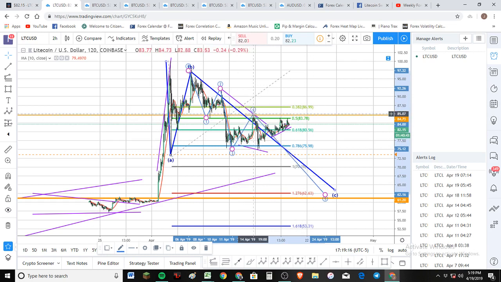Don't freak out. Don't FOMO. Remember, if price ends up breaking this high, and it bounces off of here, we're still coming down in 5 waves. And this all correlates with our Bitcoin projection as well.